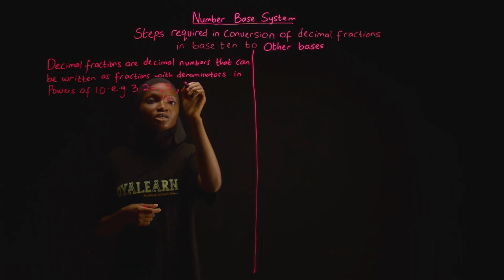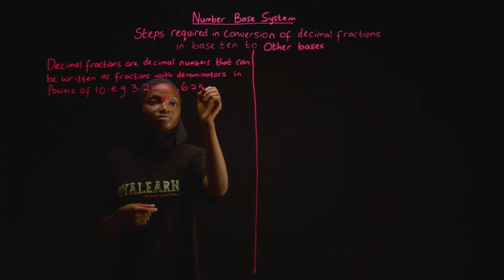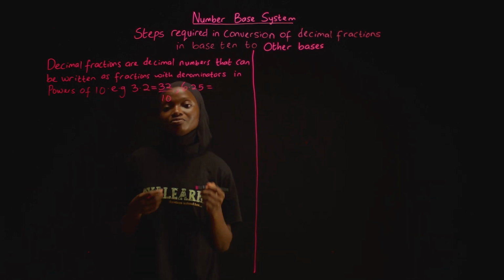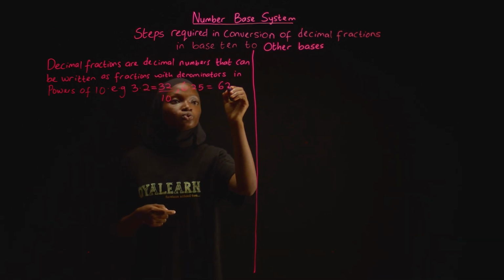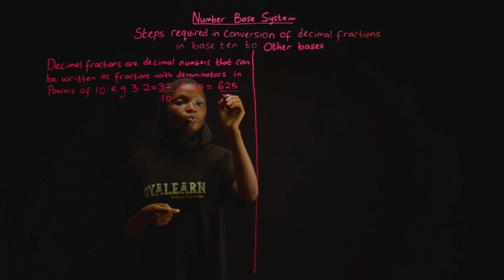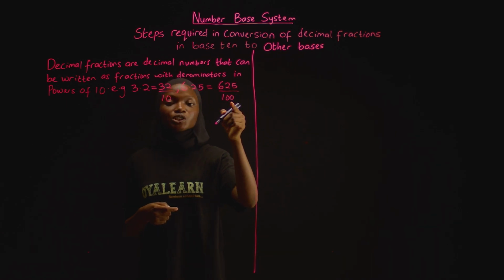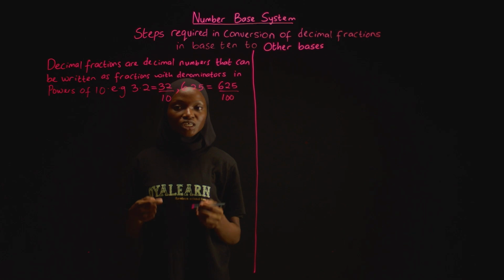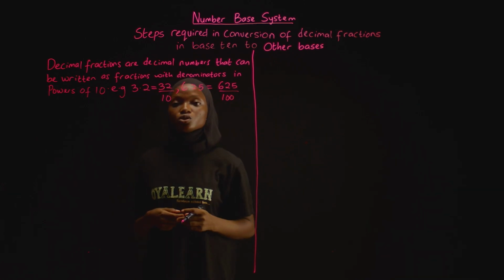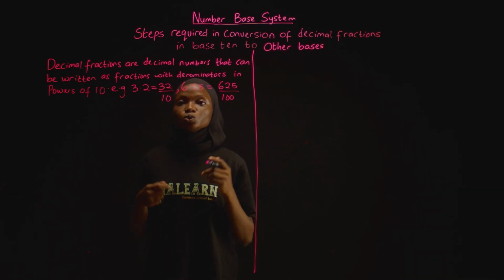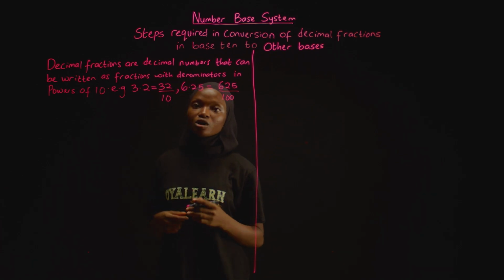Another example, 6.25, which can also be written as the fraction 625 over 100. And the denominator here is a power of 10. 10 raised to the power of 2 is going to give us 100. So these are examples of decimal fractions.